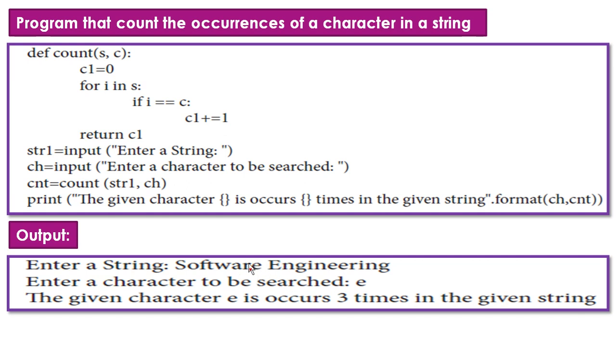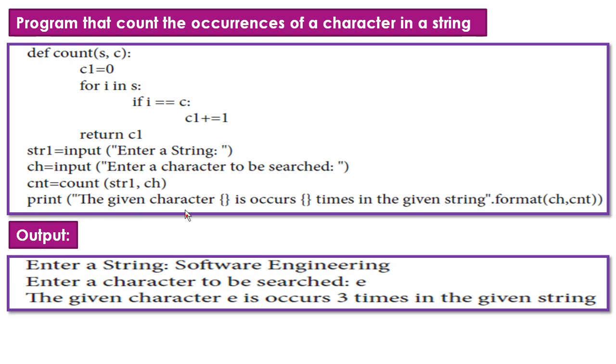When it reaches E, here i is E, and c is also E, because the character to be searched is also E. So it is matched, and the count value is incremented by 1. So c1 is 1. So E is acquired 3 times: 1, 2, 3. The final value of count is accumulated in c1. That is returned to the main program. 3 is returned to the main program and it is assigned to cnt.